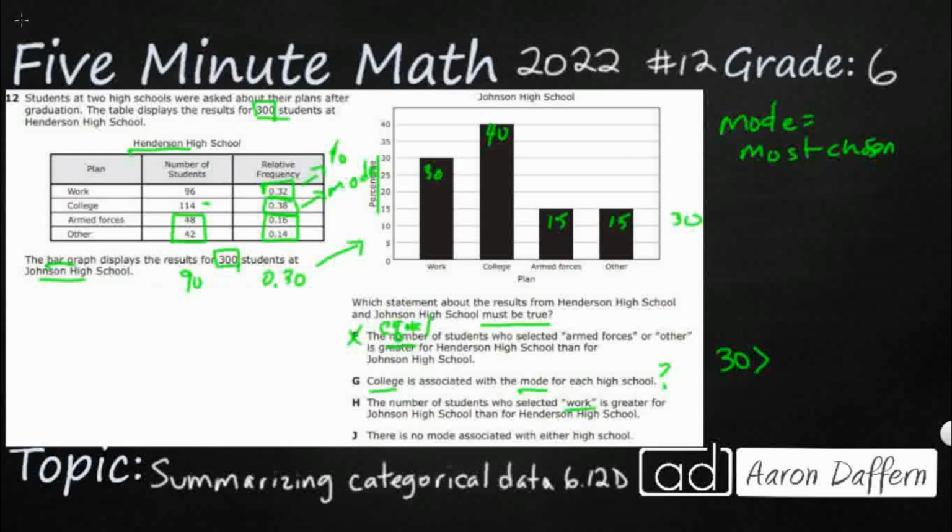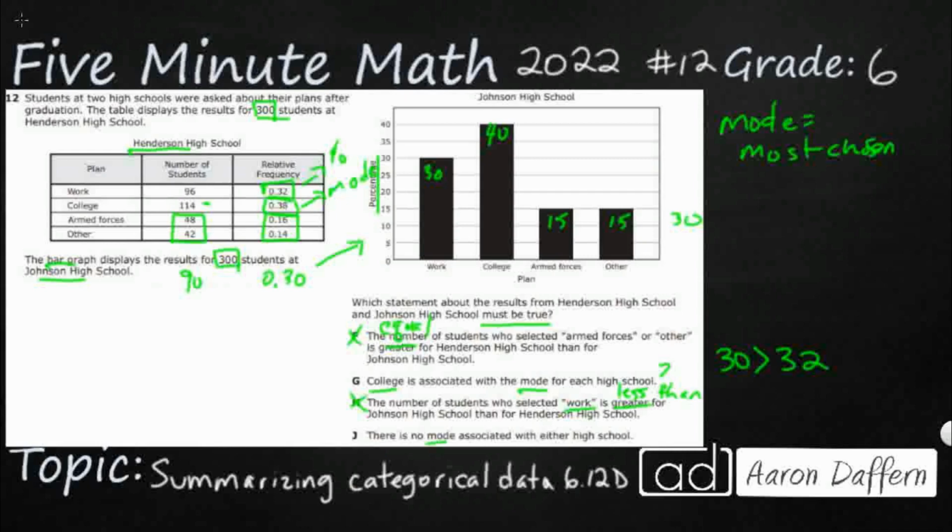And even though they give us the number of students, we're going to use this relative frequency because it kind of matches up with that bar graph. And they're saying 30 is greater than 32. Yeah, nope, not going to work. We could say less than. That would work. And then finally, there is no mode associated for either high school.